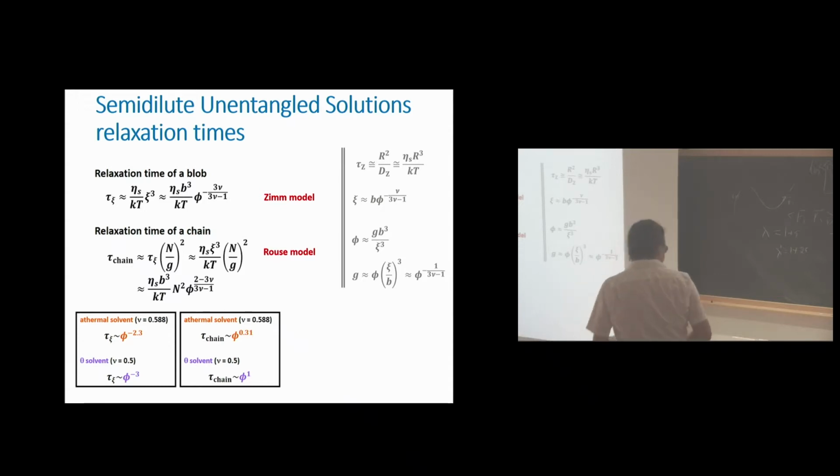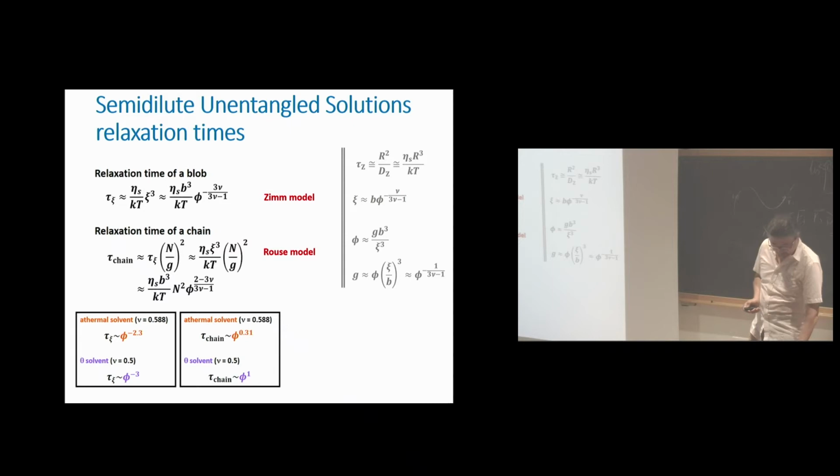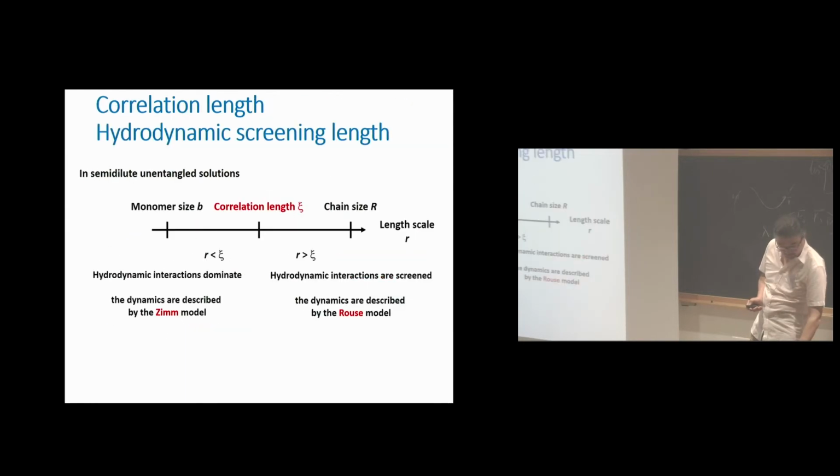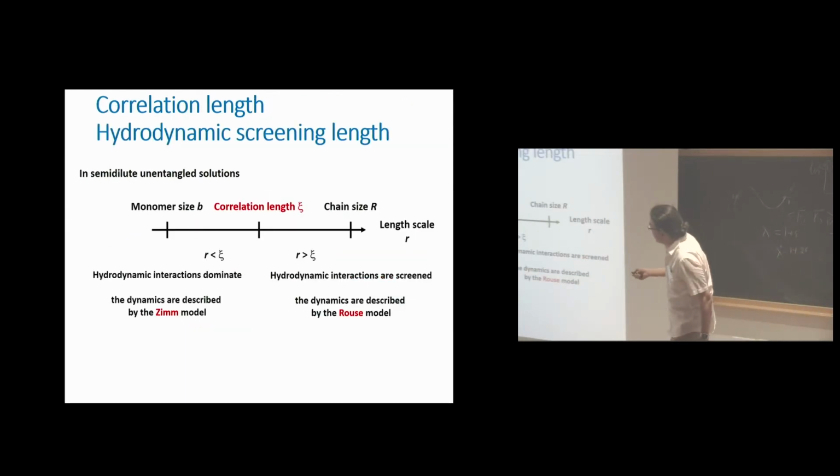So this is the size of the system, so that here. Simply, it depends on whether the length scale is shorter than the correlation length or not. If the length scale is shorter than the correlation length, inside the blob, it's a Zimm model.